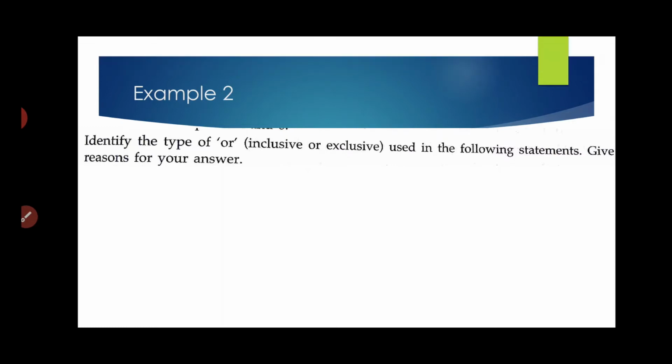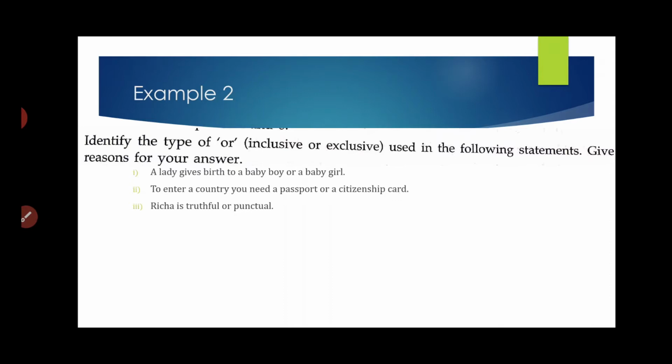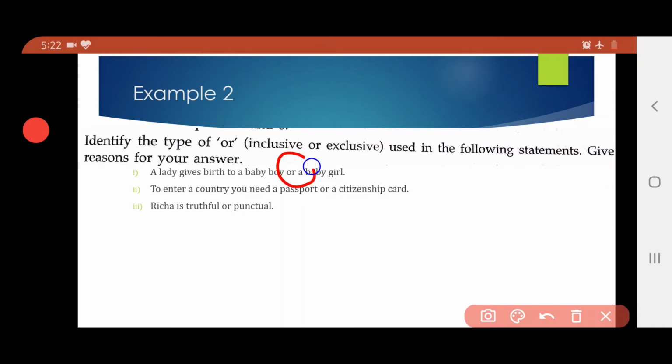So the first example: a lady gives birth to a baby boy or a baby girl. Now you have to identify this OR, the baby boy or a baby girl. So here this is the OR which we are talking about. Is this OR inclusive or exclusive? Now pretty easy to see here that it is exclusive. Definitely it can't be inclusive.